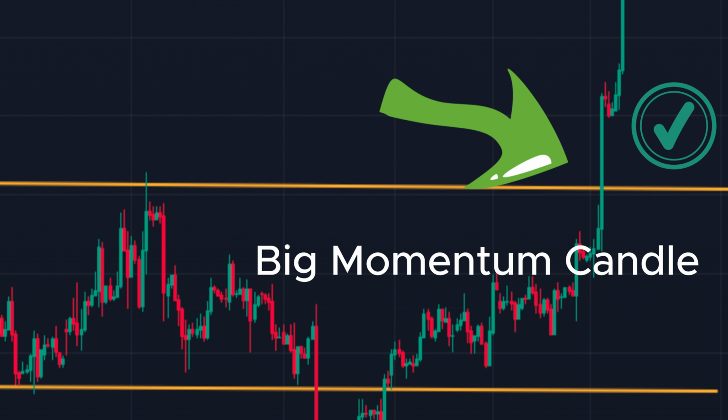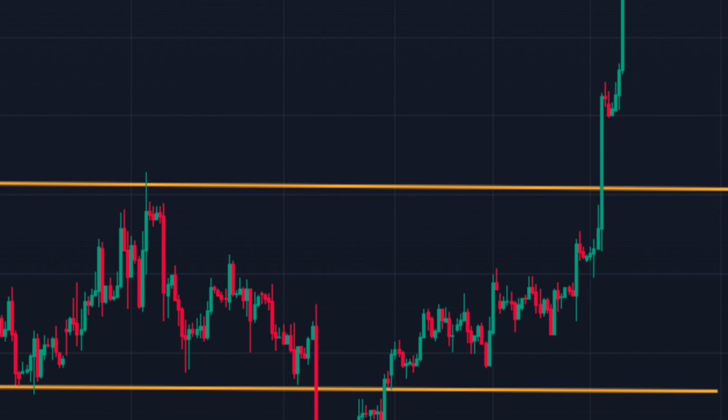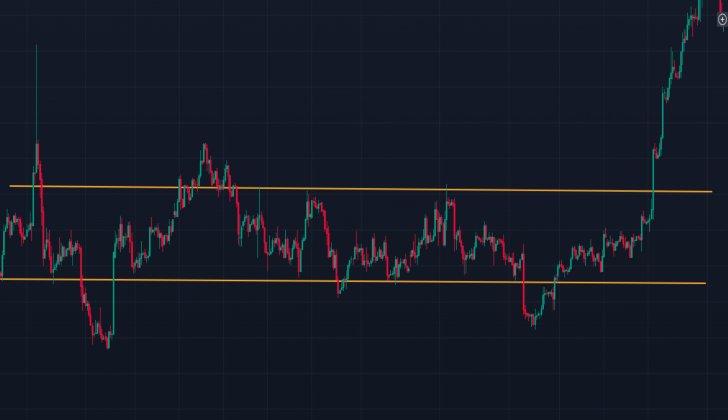After a momentum candle forms, three scenarios could unfold. The price continues to trend upwards. The price retraces to the key level before moving up again. The price reverses downwards, indicating a false breakout.